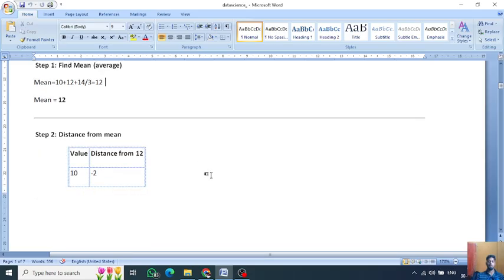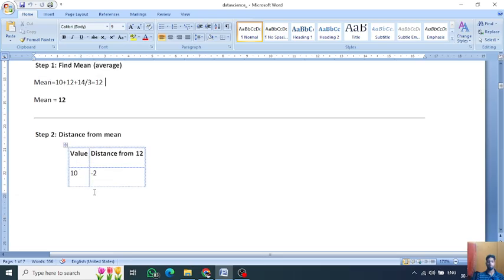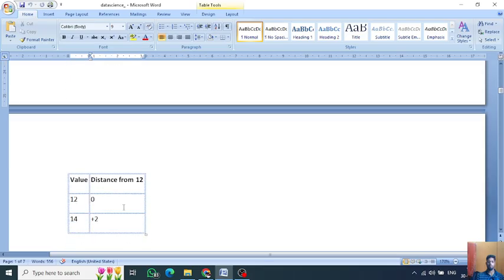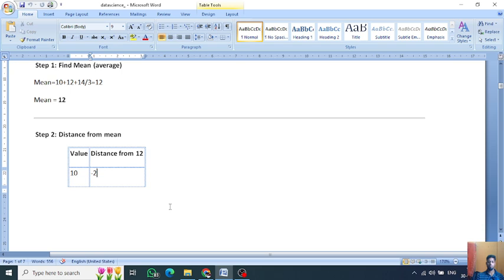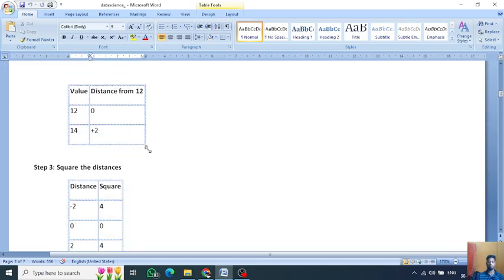Now, we need to find the distance from the mean for each value. The values are 10, 12, 14. If we do 10 minus 12, it gives minus 2. This is the distance from the mean. Similarly, 12 minus 12 is 0, and 14 minus 12 is 2. This is the distance from the mean 12. So we have minus 2, 0, plus 2.